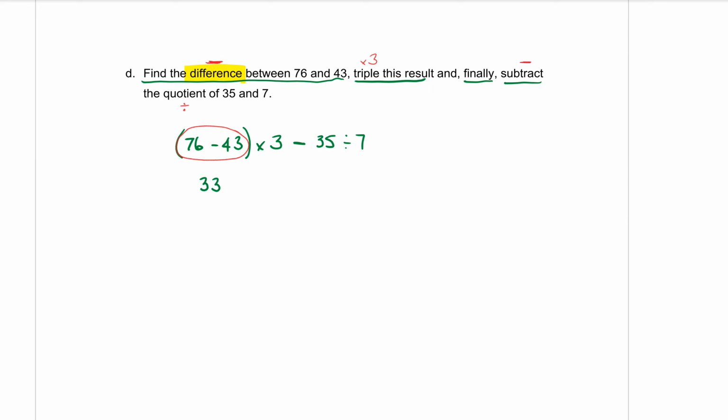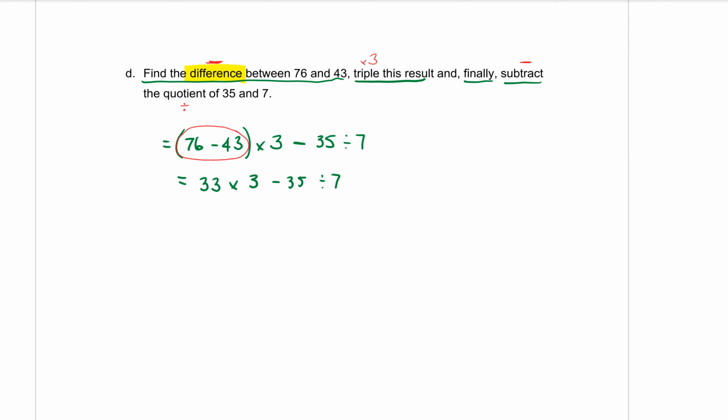Write the rest of it down. So times 3 minus 35 divide by 7. You're not going to have little equal signs there for you. You're going to have to put those down for most of the questions that you do, okay? So make sure your equal signs are underneath each other. They should be coming straight down the page underneath each other like that. Okay, next thing to do is multiplication and division in order from left to right.